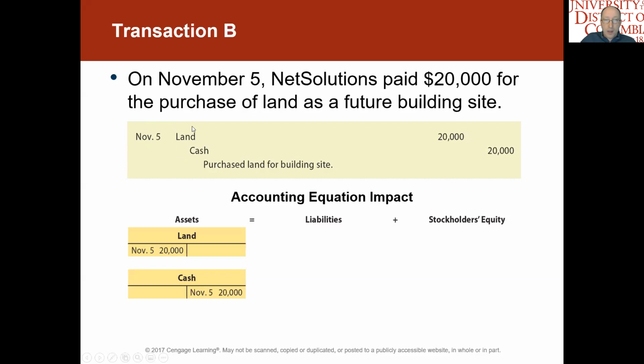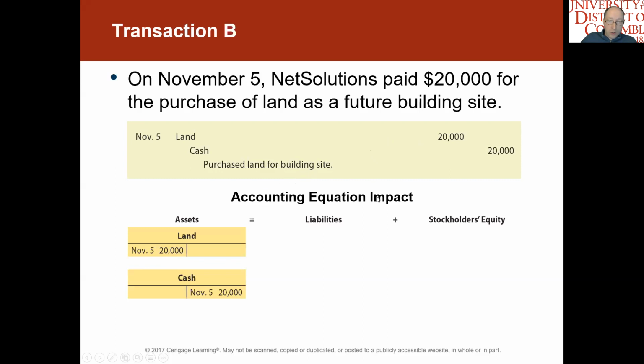And then the next entry is cash. We're going to credit our cash account because we paid cash for the purchase of the land. So cash is our credit account for $20,000. And then the note is purchased land for building site. And if there was a reference number, we would enter that as well, like if we paid it with a check.